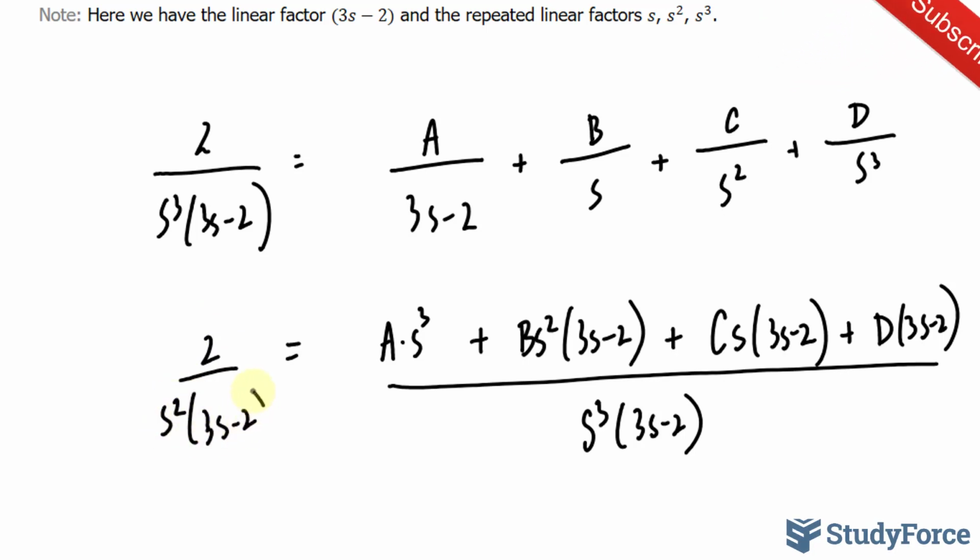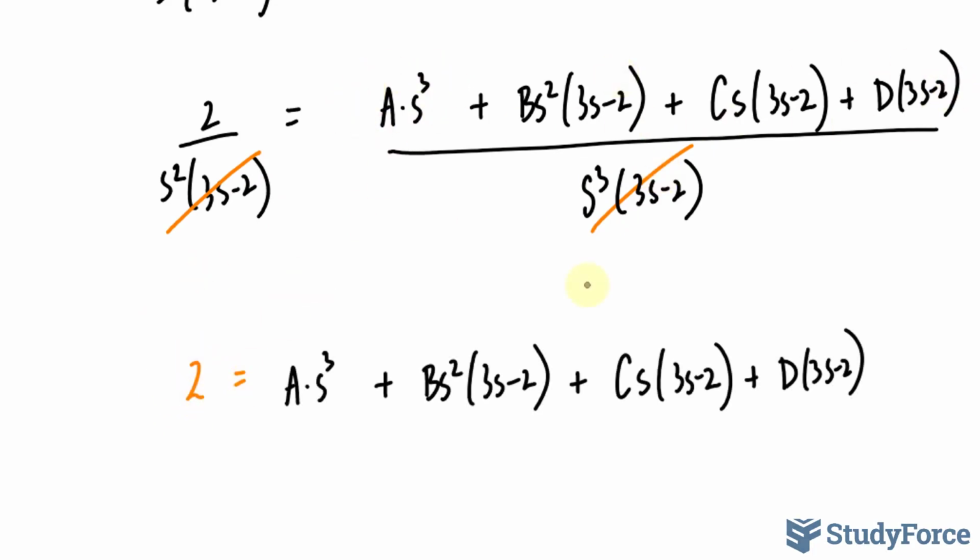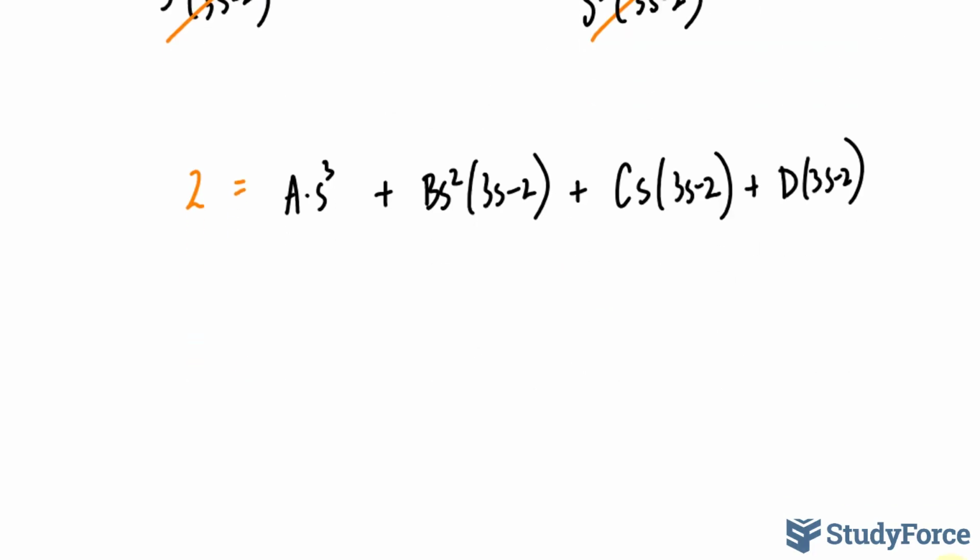Now because the denominators are the same on both the left and the right side, we can discard those. We don't have to worry about them, leaving us with 2 is equal to everything in the numerator here. Now that we have this set up, we have to find our a, b, c, and d. To do this, we'll have to expand everything on the right side. And that's going to take a while, so let's begin with this.